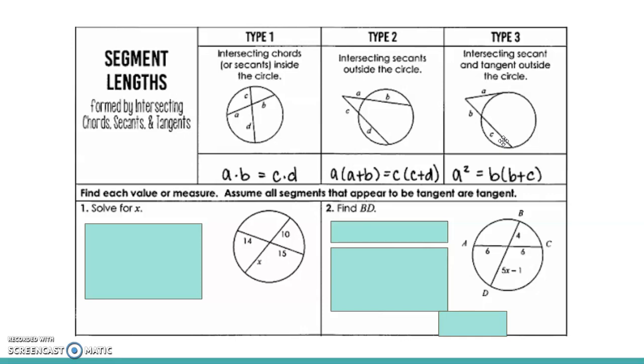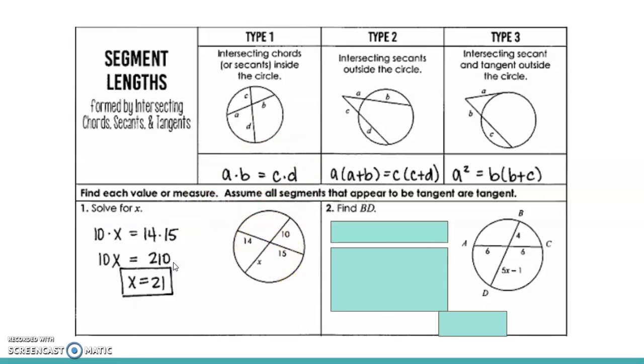So for number 1, when we solve for x, we're going to first find the type. This is an example of type 1. So we have the intersecting chords inside our circle. When we set up our relationship, we're using this as our guideline. So it's going to be 14 times 15 is equal to 10 times x. And then when we solve for x, we find that x is 21.